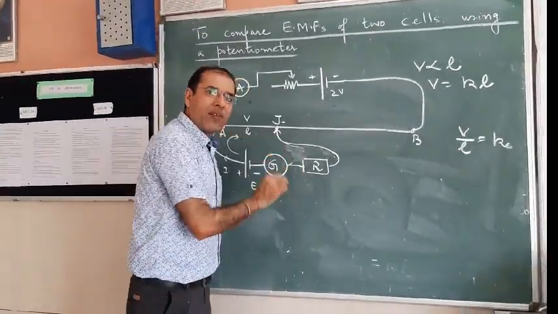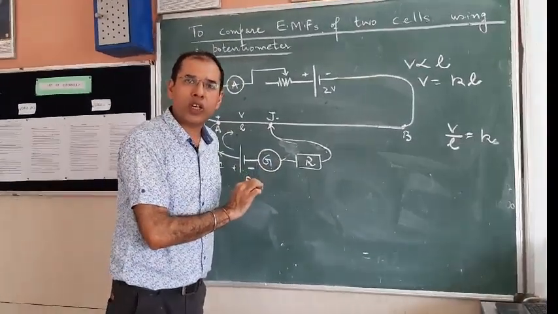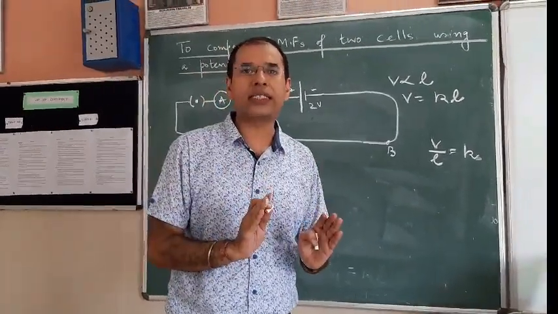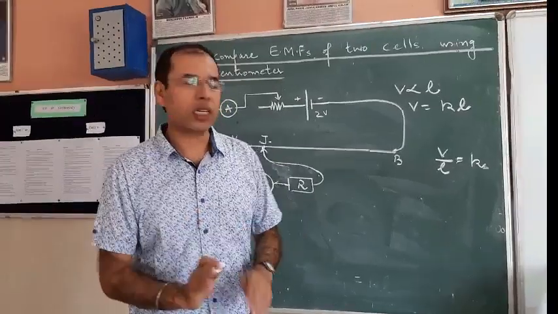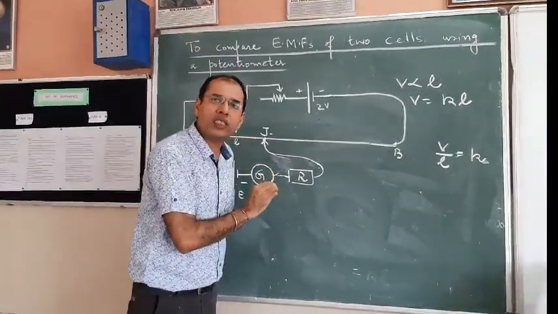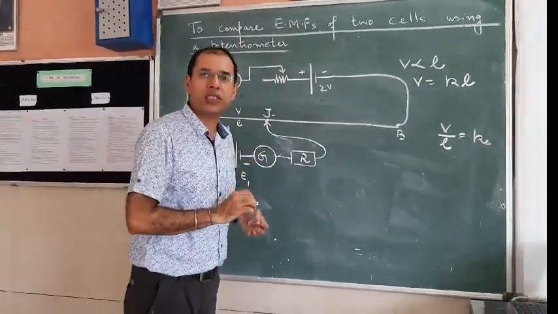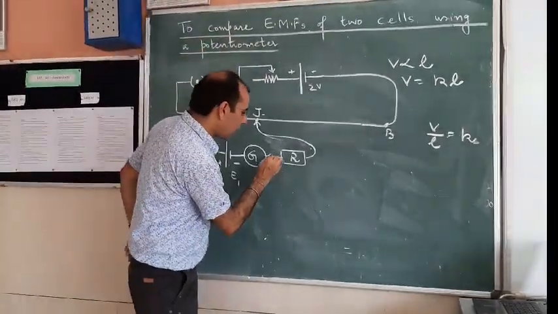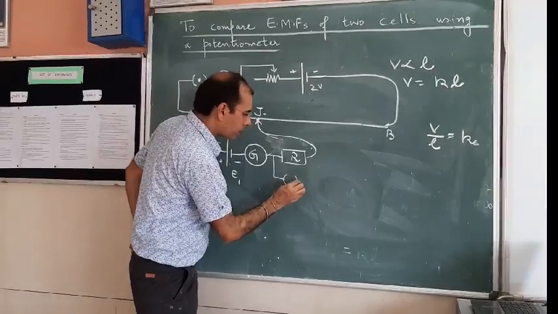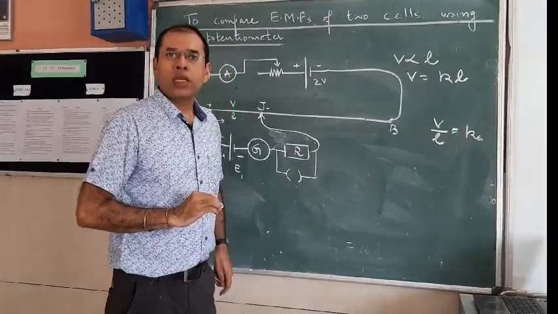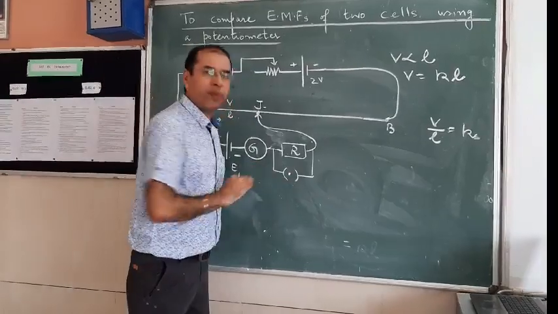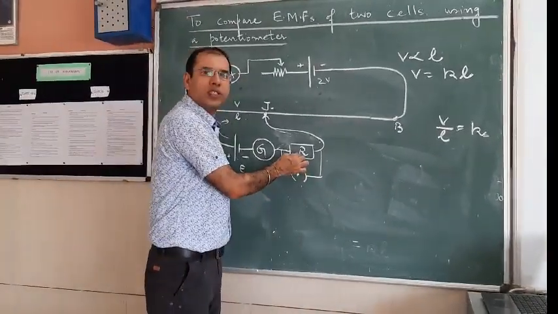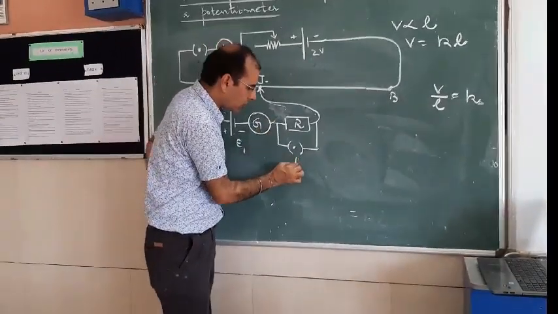Now, once we are aware where the null point is going to come, and then we want to increase the sensitivity of the potentiometer, then we will remove this resistance box. For removal of the resistance box, we don't need to do it manually. What we can do is attach a key here. As soon as you insert the plug into the key, the current will not prefer to go through this resistance box. Instead, it will go through this key K2.